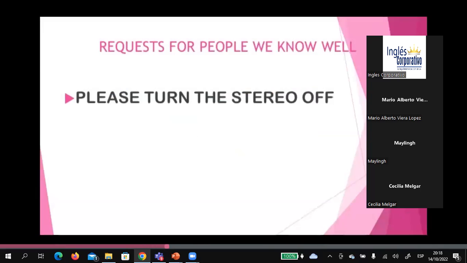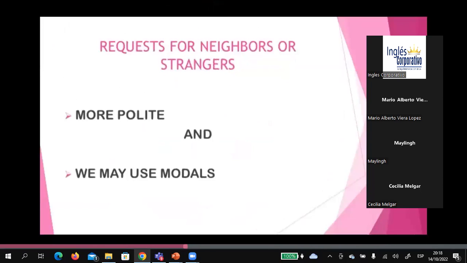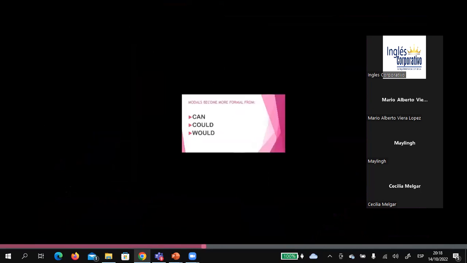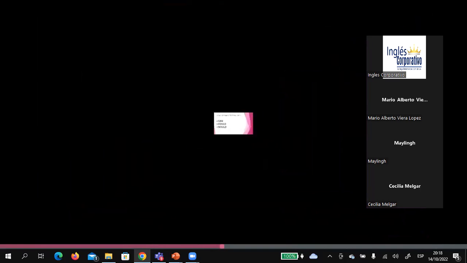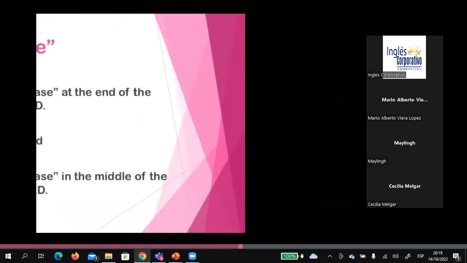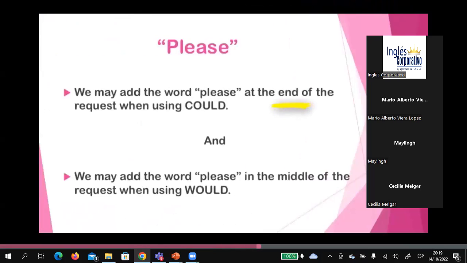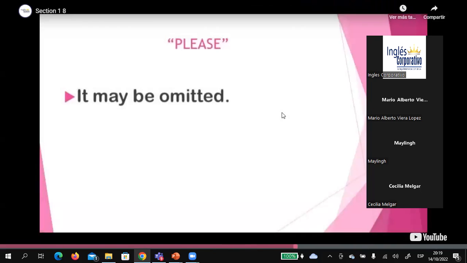When we talk about requests, it is okay to say, please turn the stereo off, to people we know well. We should use a more polite request, however, for neighbors and strangers. Modals become more formal and more polite from can to could to would. Notice the structure: modal plus subject plus simple form of verb. Usually, we add the word please at the end of the request when using could, and we use please in the middle of the sentence to make a stronger emphasis on the request with would. However, please may be omitted.